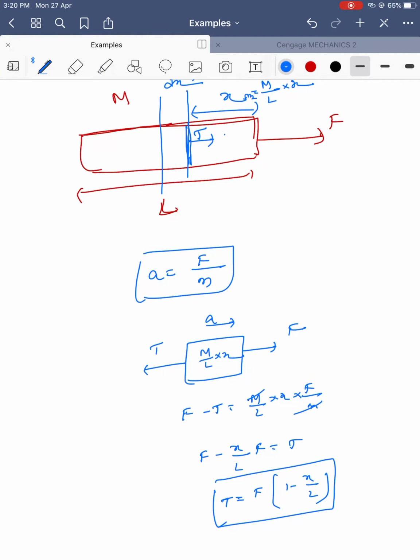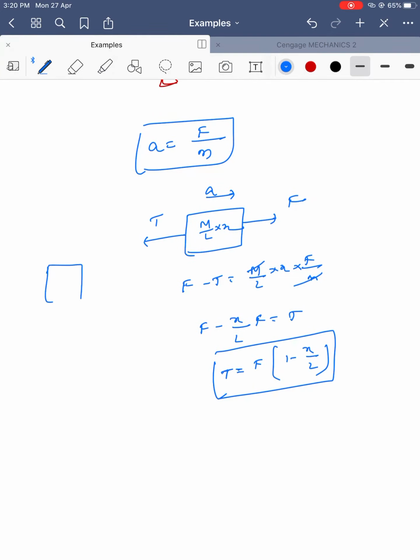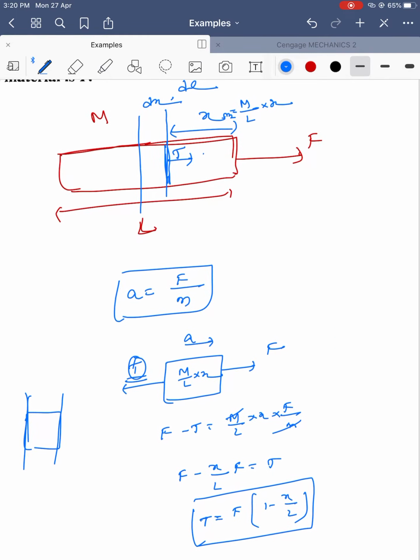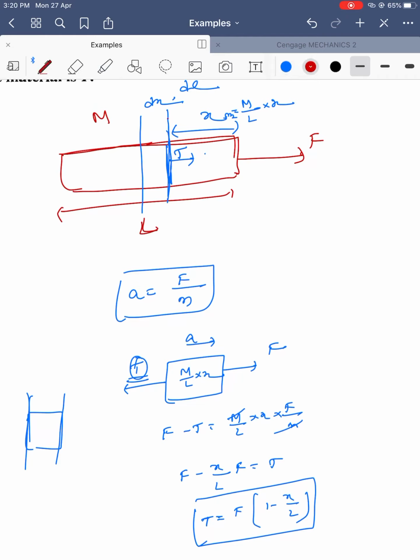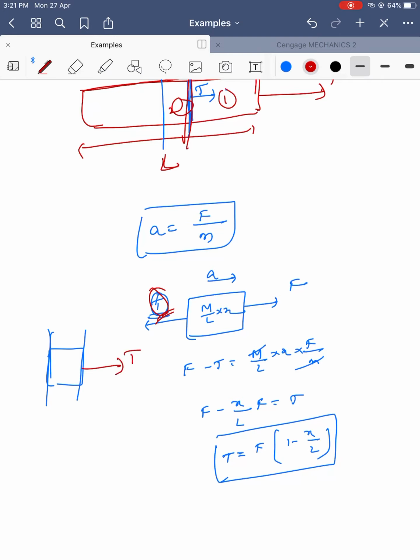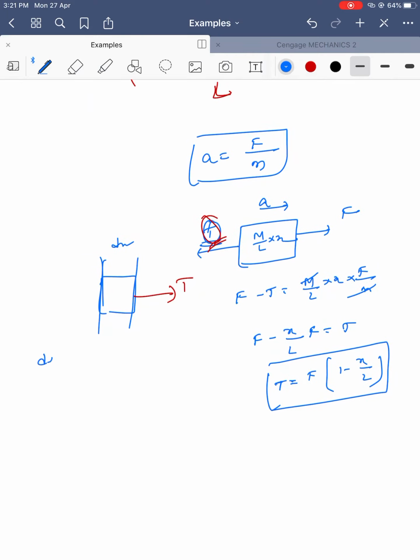If you draw the free body diagram for this dx section, why is the tension drawn in the backward direction? Because it is acting in the backward direction. I am considering this as two blocks, block 1 and block 2. On block 1, the tension will act in the backward direction. On block 2 of length dx, the tension will act in the forward direction T, and the small section is dx. The elongation here, dE, is given by the formula.